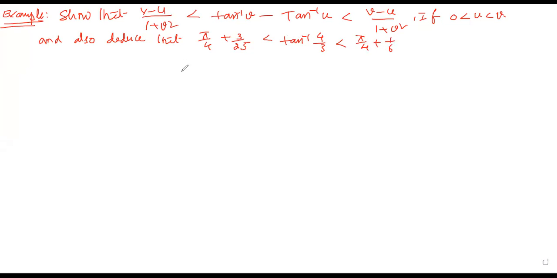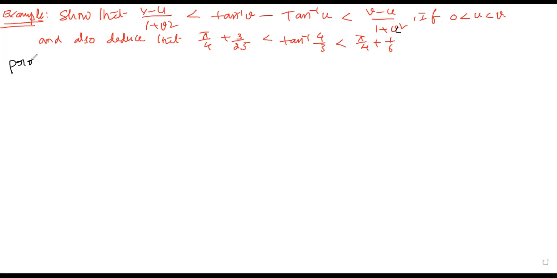It is looking very lengthy. Tell me. So (v minus u) by (1 plus v square) is less than tan inverse v minus tan inverse u, less than (v minus u) by (1 plus u square). Yes, this is u square. You are right. Okay, sir. Thank you. Now see this one.